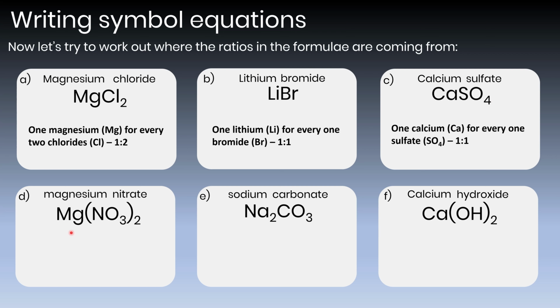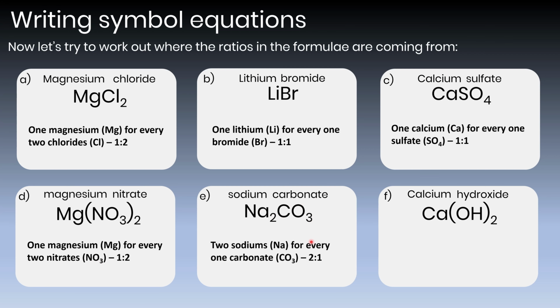Magnesium nitrate, you've got 1 magnesium, and you see the NO3 for the nitrate group, you've got 1 of them there, but because it's in brackets, you've actually got 2 of the whole nitrate group. So this one gives us 1 magnesium for every 2 nitrates. In sodium carbonate, you can see that we've got 2 sodiums for every 1 carbonate, where the CO3 group is a whole carbonate. In calcium hydroxide, you've got 1 calcium for every 2 hydroxides, because that compound ion there has been put in brackets.